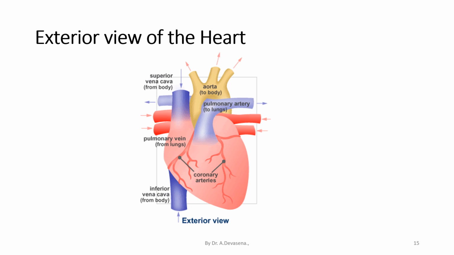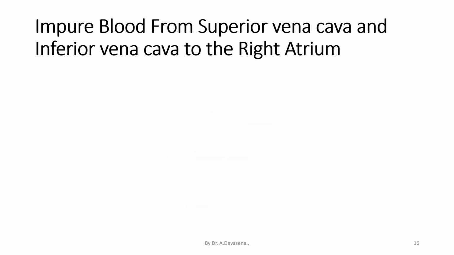It is indicated here. The pure blood from the lungs is carried by the pulmonary vein and it pours the pure blood to the left atrium. And this pure blood is distributed to the other parts of the body with the help of the aorta. It is indicated in this diagram. Let us see a small animation of impure blood from superior vena cava and inferior vena cava to the right atrium.